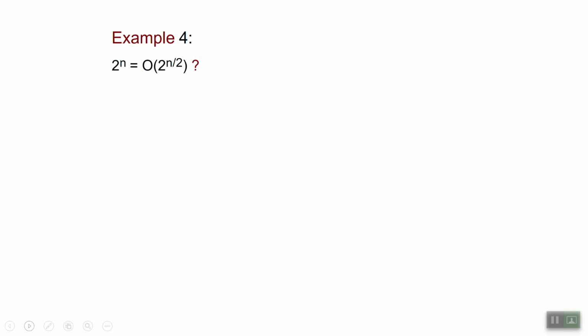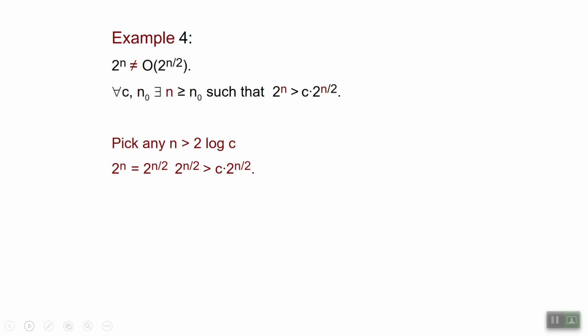Let's do yet another example. Is 2 to the n big O of 2 to the n over 2? And the answer again is negative. No matter which constants c and n0 you take, I can find an n which is larger than n0, such that 2 to the n would be larger than c times 2 to the n over 2. Okay? In fact, it's sufficient to take any n that's larger than 2 log c, and to view that you would have this inequality here, you can notice that 2 to the n is equal to 2 to the n over 2 times 2 to the n over 2. Now, for this choice of n, one factor 2 to the n over 2 would be at least c, and then you prove this inequality here.